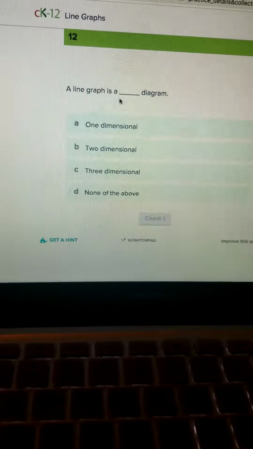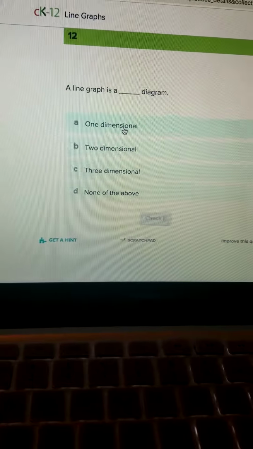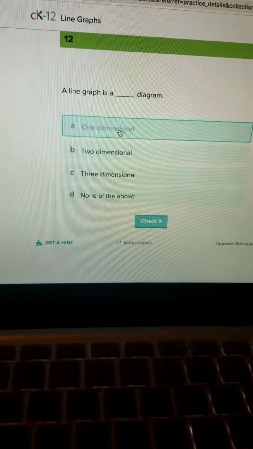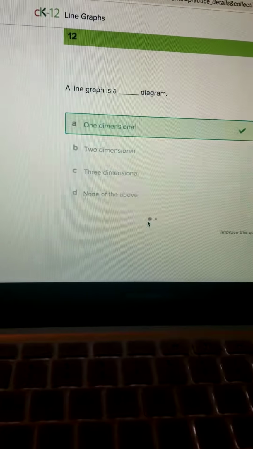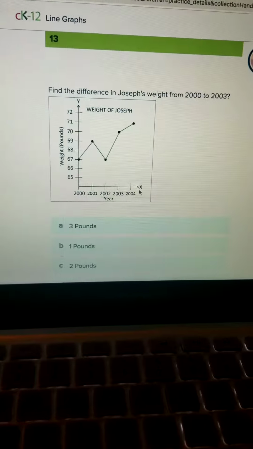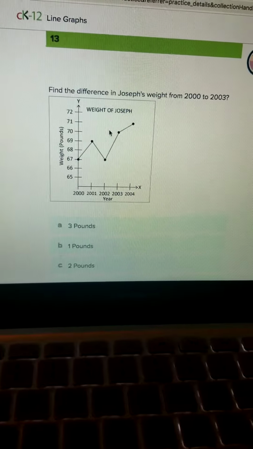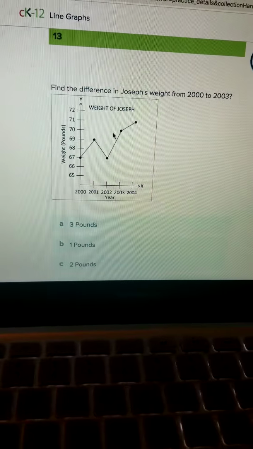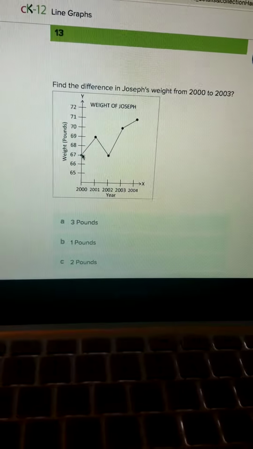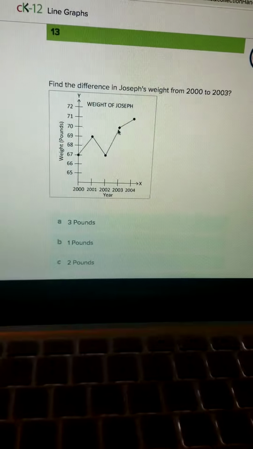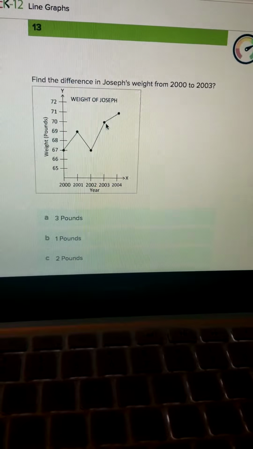A line graph is a one-dimensional, two-dimensional, 3 or none? 1. Find the difference in his weight from 2003, which was approximately 70, and 2000, which was 67. The difference means to subtract, 70 minus 67. So, trusty calculator. 70 minus 67, 3.